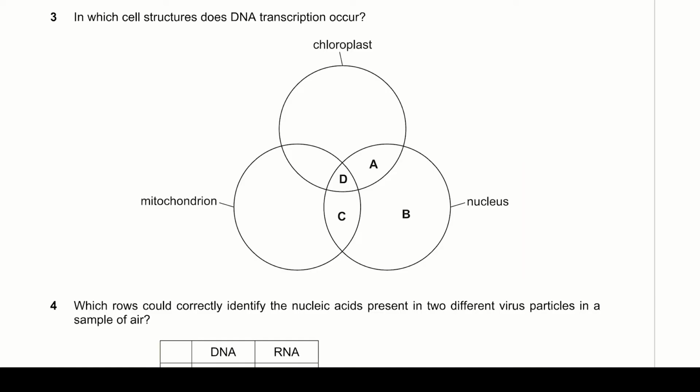Question number 3. In which cell structures does DNA transcription occur? Where DNA transcription occurs is where there is DNA. In chloroplast, we have circular DNA. Same with mitochondrion, we have circular DNA. In the nucleus, we have our normal linear DNA. So all three of them can carry out DNA transcription, so the answer is going to be D.